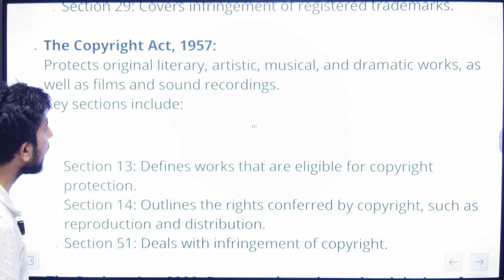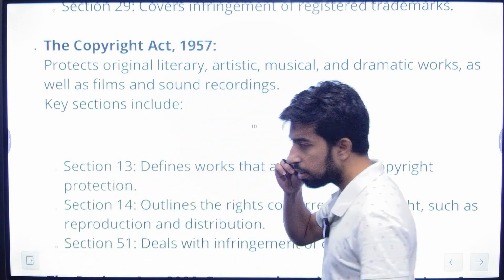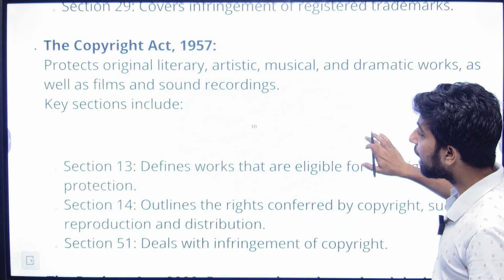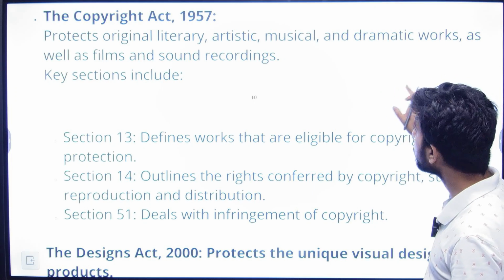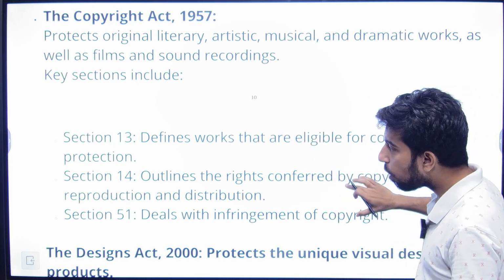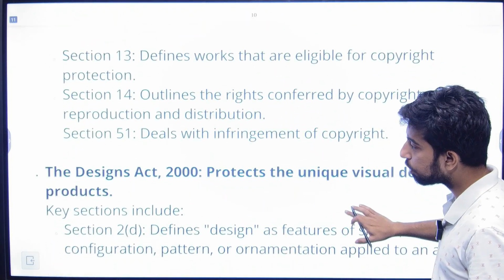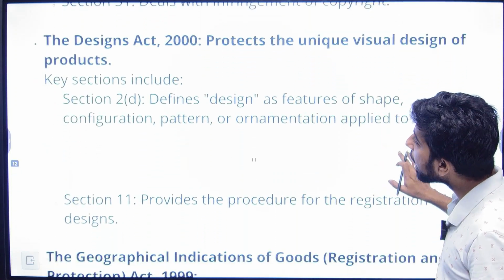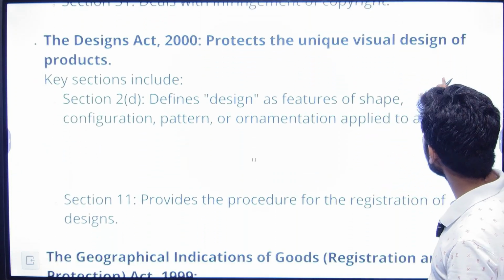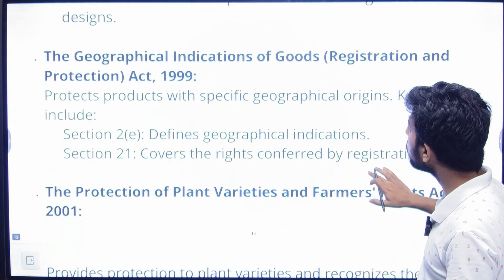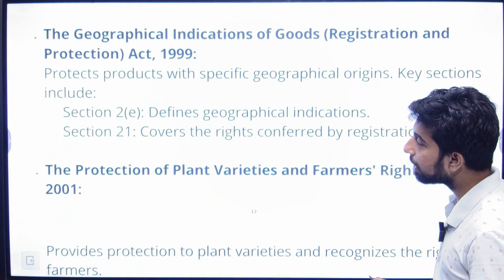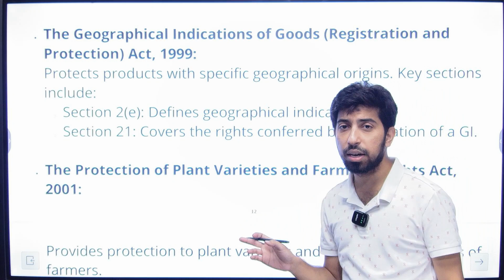Then we have the Copyright Act 1957, and the Copyright Act protects original literary, artistic, musical, and dramatic works, as well as films and sound recordings. We have these kinds of important sections. Then we have the Industrial Designs Act 2000, which protects the unique visual design of products. Then we have the Geographical Indications of Goods Registration and Protection Act 1999. That's very important. Geographical indication.